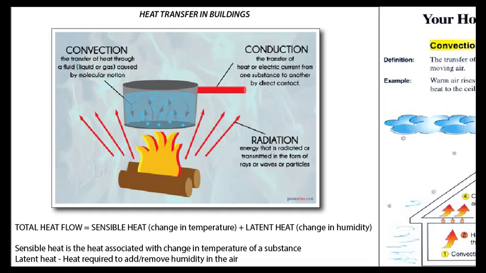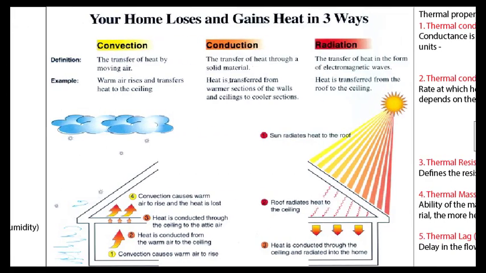Okay, and talking about heat transfer in buildings, we saw that it happens due to conduction, convection and radiation. So for example, in convection, warm air rises and transfers heat to the ceiling. As we know, warm air is lighter, so it rises up and transfers the heat to the ceiling, while in conduction, heat is transferred from warm sections of the walls and ceiling to the cooler sections. So just remember, energy always flows from a high pressure area to a low pressure area. That's why heat is transferred from a high temperature area to a cooler, low temperature area.